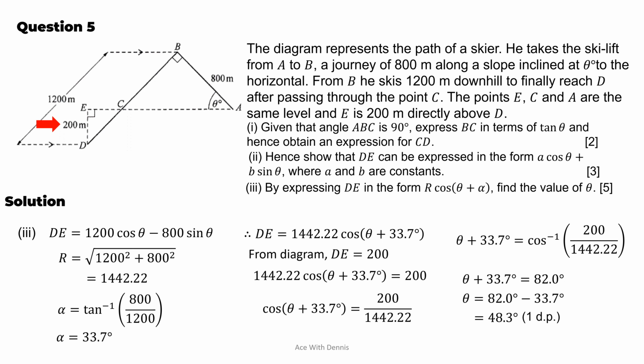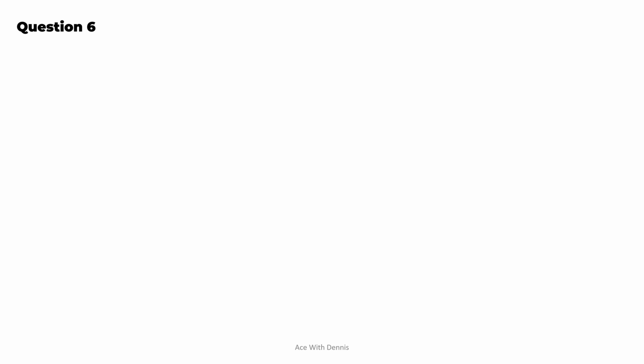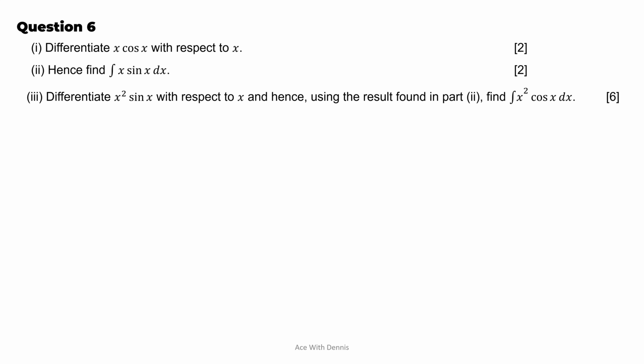Question 6. 1. Differentiate x cosine x with respect to x. 2 marks. 2. Hence, find the integration of x sine x dx. 2 marks. 3. Differentiate x squared sine x with respect to x and hence use the result found in part 2 to find the integration of x squared cosine x dx. 6 marks.